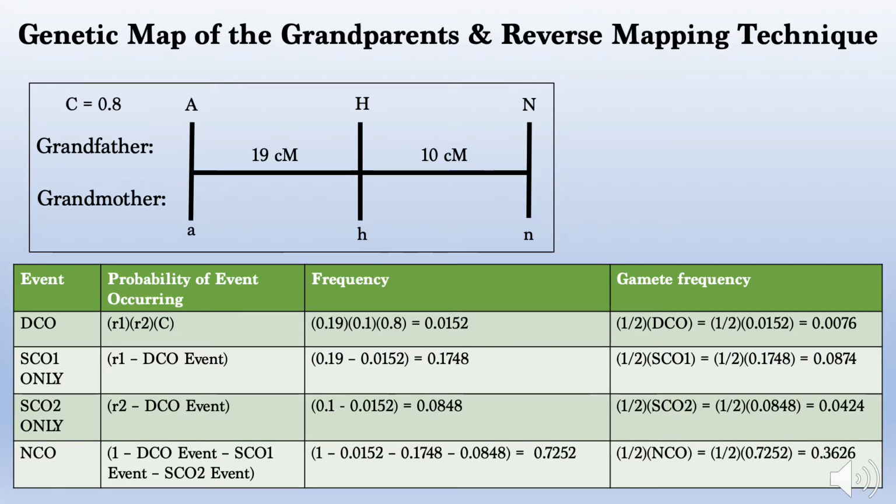This is the grandparents' genetic map. There are 19 centimorgans between skin color and hair color loci, and 10 centimorgans between hair color and wing shape loci. The coefficient of coincidence is 0.8.